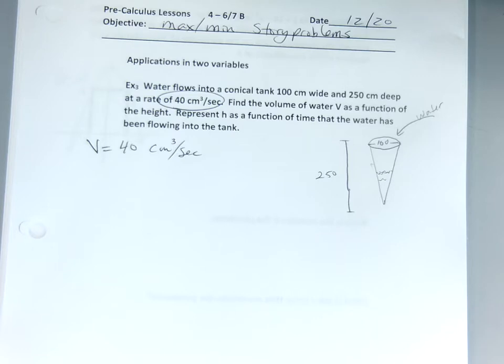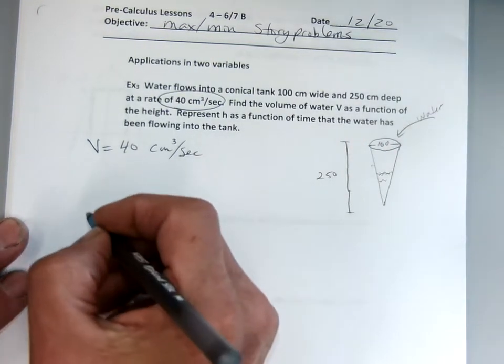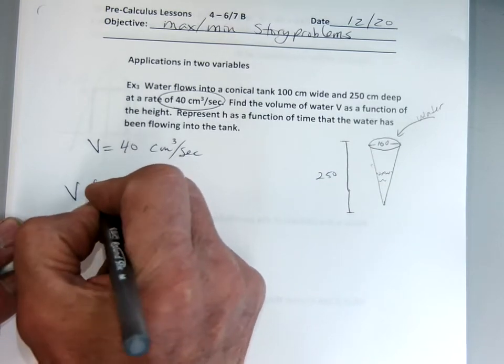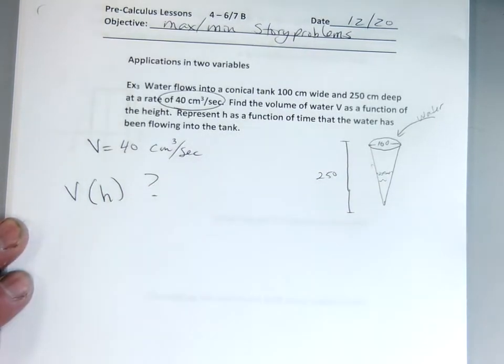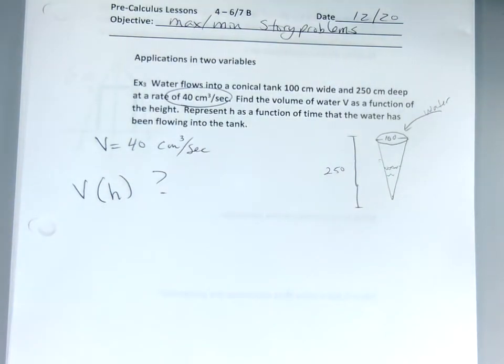Got it visually? Okay, now it says, find the volume of water as a function of height. So V of H. That's what I want to find. So it's how much volume is there at a particular height? If I asked you what's the volume at, say, 10 centimeters, or at 30 centimeters, you could plug it into my equation, and the volume would be different.